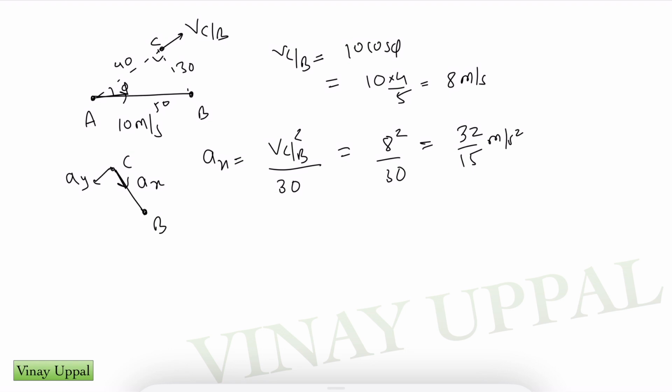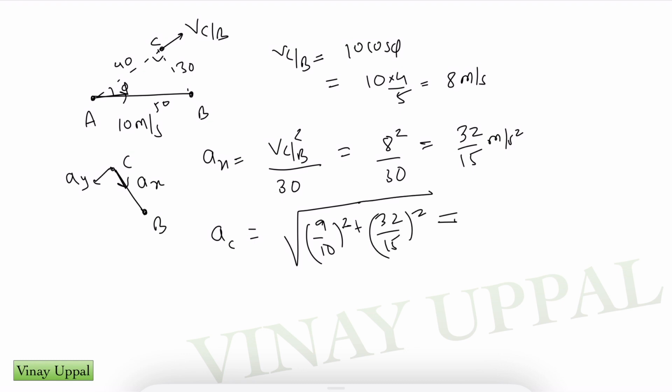Alright, so the acceleration of C, see in the ground frame and frame of A and B are all inertial frames. So acceleration of C will simply be the square root of 9 by 10 as AY squared plus 32 by 15 the whole squared. And this will come out to be around 2.3 meter per second squared. So this is the acceleration of C in the ground frame.